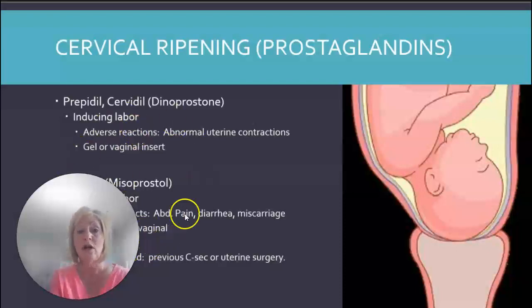Now, these two drugs we're not going to give, though, if they've had previous C-sections or uterine surgery, because they're going to start uterine contractions and they're going to start making them pretty strong.